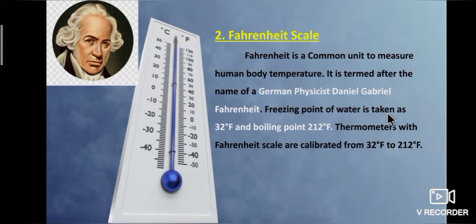Freezing point of water is taken as 32 degrees Fahrenheit and boiling point 212 degrees Fahrenheit. Thermometers with the Fahrenheit scale are calibrated from 32 degrees Fahrenheit to 212 degrees Fahrenheit.